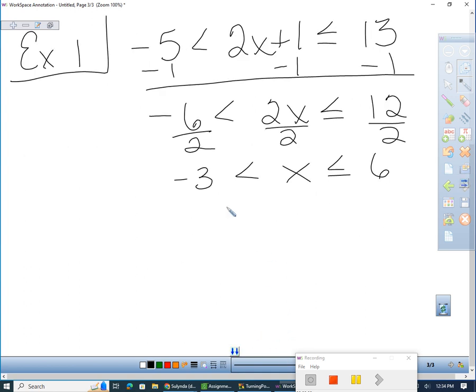So now I'm going to graph it. I have a negative 3. The inequality sign means that I have an open dot here. I have 6. This inequality sign means I have a closed dot. And x is in the middle, which means all of my solutions fall between there.